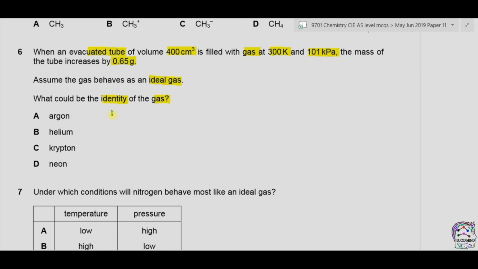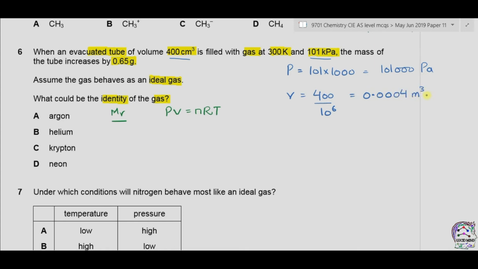We can identify the gas by calculating the molecular mass of the gas, and then we can find out which gas is present. We can use the formula PV is equal to nRT, where P is the pressure in pascals. So P is equal to 101 kilopascals, so we can convert it into pascals by multiplying by 1000. Volume is in meter cube, as it is given in centimeter cube, so we can convert the volume into meter cube by dividing by 10^6. It is equal to 0.0004 meter cube.